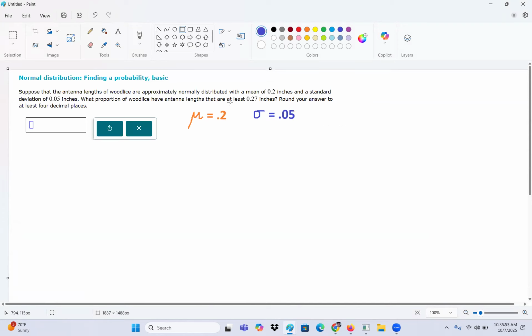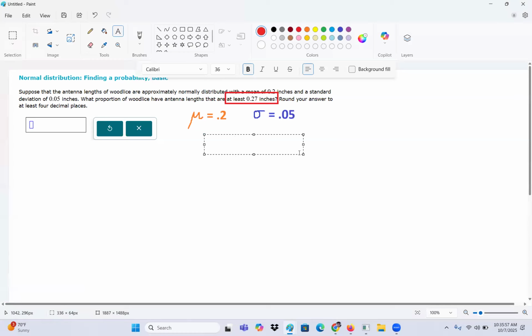So we need to find the keyword "at least" 0.27 and want to find the x. So the x is at least, right? At least means greater than, right? At least is greater than. Okay. So we have the x equal to 0.27, so we convert to x greater than 0.27.